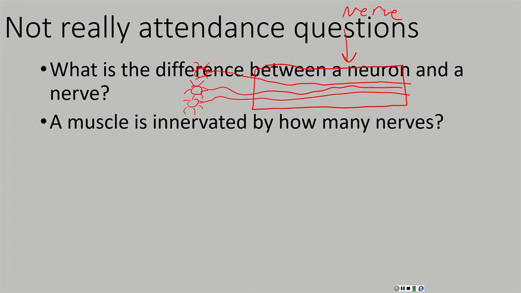But since there are a lot of neurons inside of a nerve, as we see in the first question, we can have different neurons supplying different muscle cells. But the muscle as a whole is innervated by a single nerve.